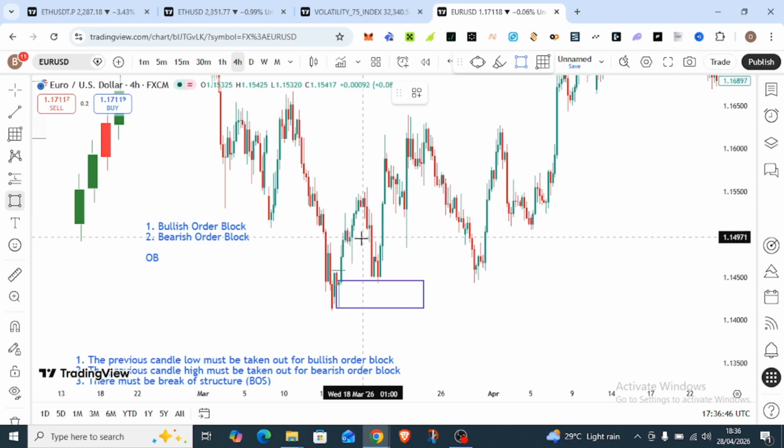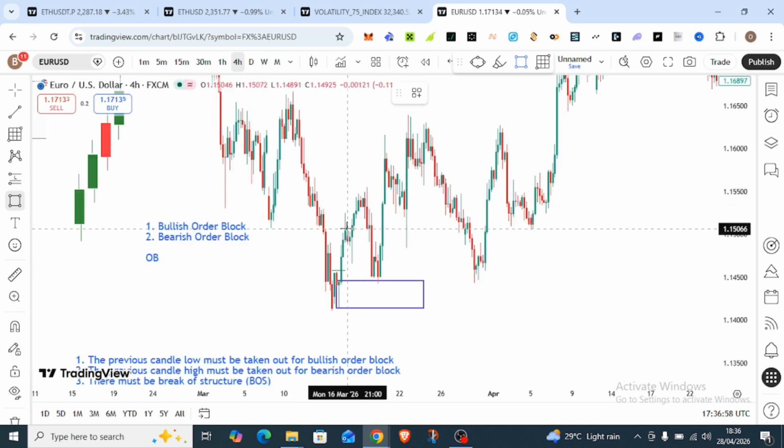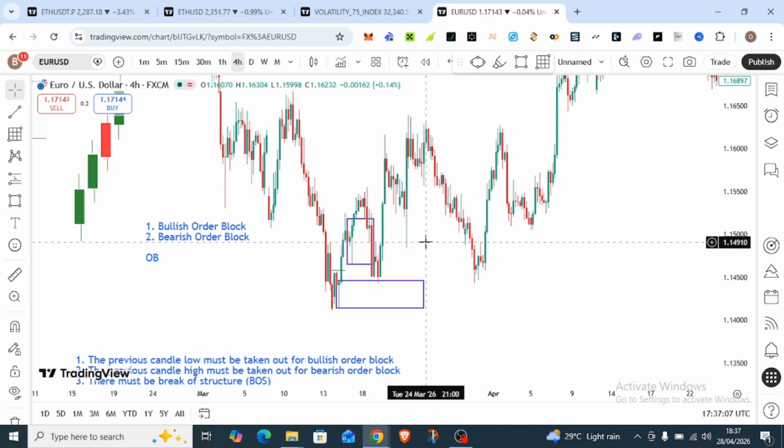So here is another move, and there's a break of structure here. The previous candle low was taken here. Here is the high of the candle, and the low was taken here. So we can mark this as an order block. Here is another block. There is another block.